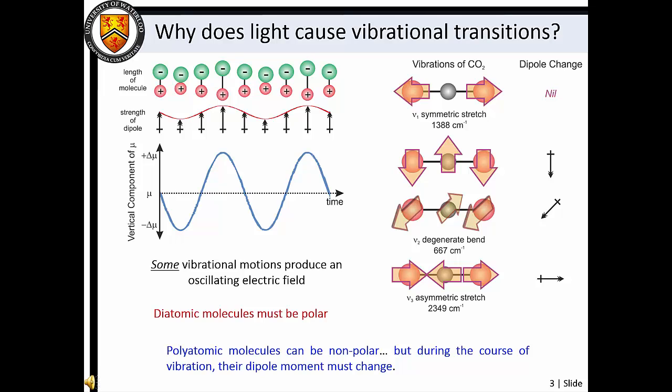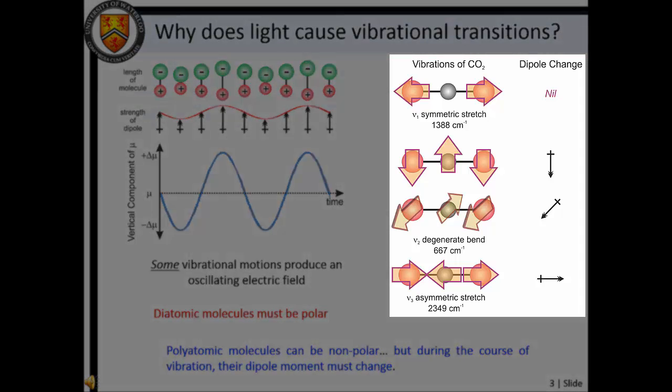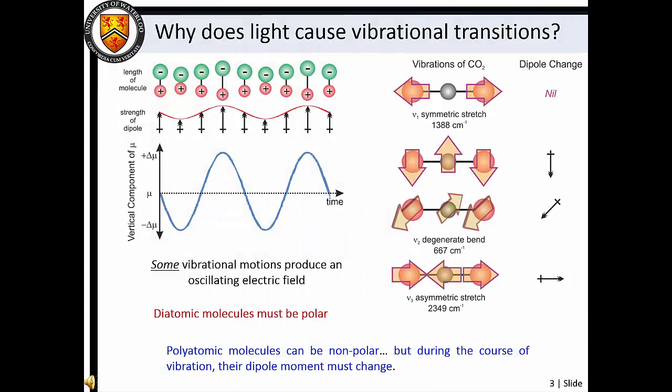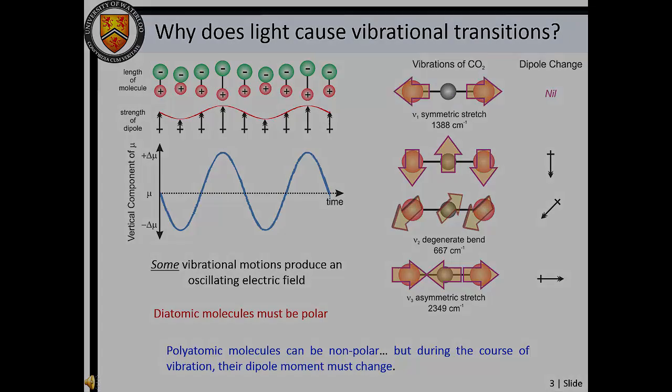It is apparent that diatomic molecules must be polar to be infrared active. Polyatomic molecules can, however, be nonpolar and still exhibit an infrared spectrum. This is exemplified by carbon dioxide. Here, the degenerate bending and asymmetric stretching motions distort the molecular geometry so as to induce a molecular dipole during the vibration. As a result, CO2 can absorb infrared light at the degenerate bend and asymmetric stretch vibrational frequencies.